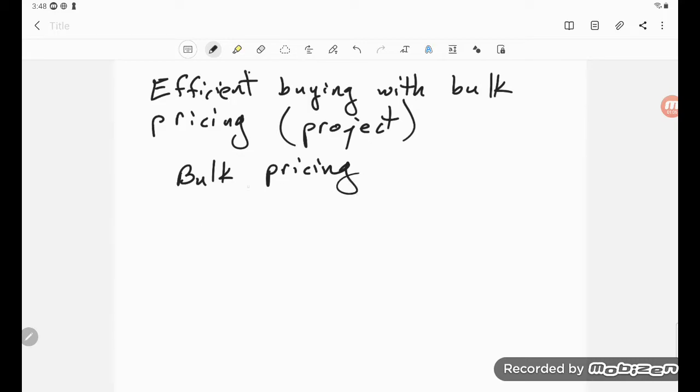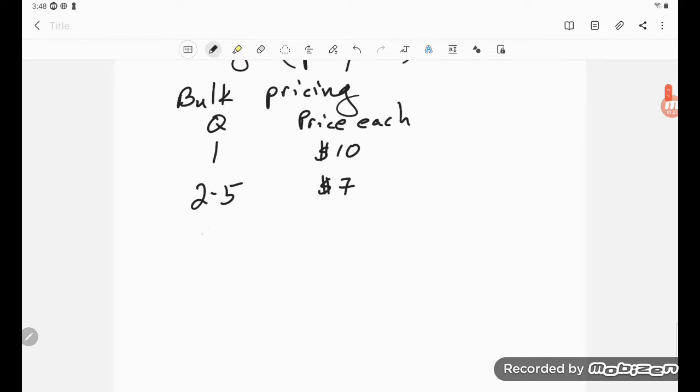And you look at something and you say, okay, if I buy one, so my quantity here, price each, maybe one thing would be $10. And if I buy 2 to 5, then the price each is just $7. If I go 6 to 10, maybe I can get them for $5 each, and then maybe 11 to 20, $4 each.